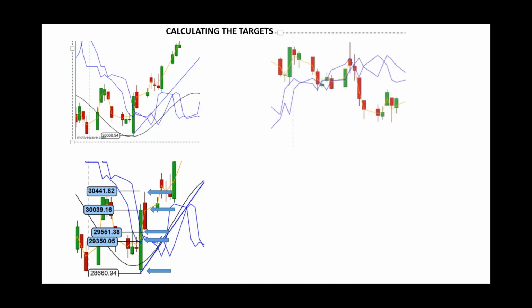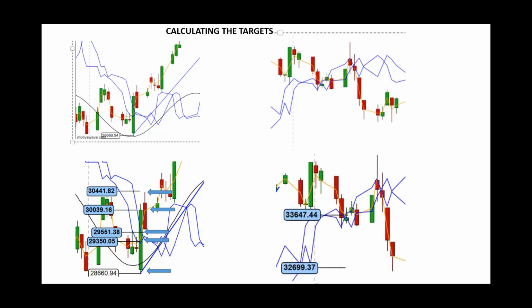This chart is for the potential target on the downside. In this case you subtract the high from the crossing point. Then subtract the difference from the crossing point. This gives you 32,699 as a potential target.